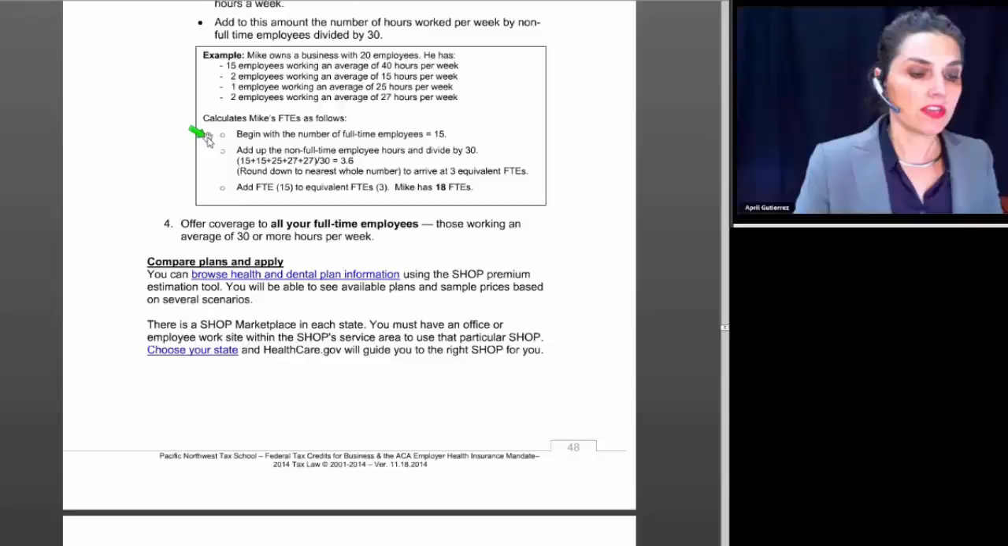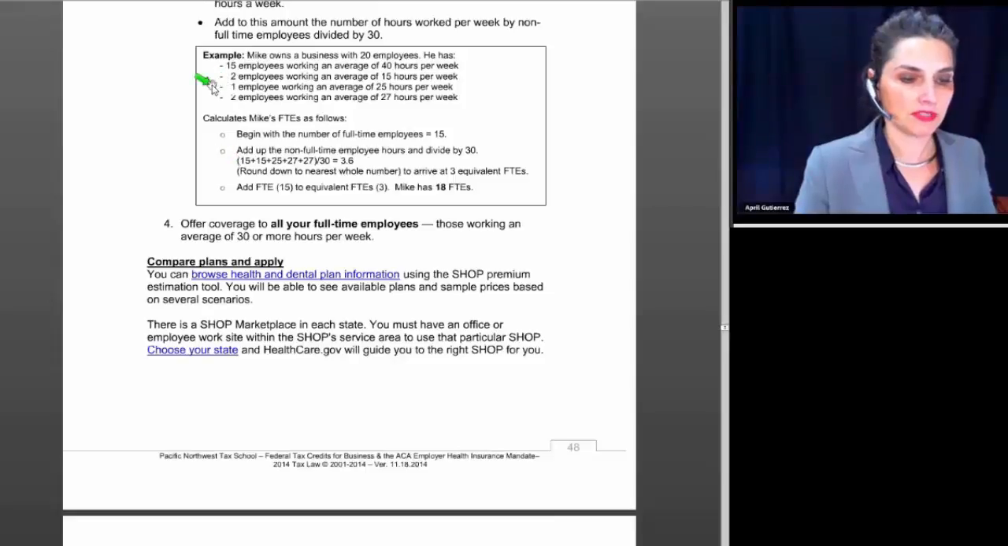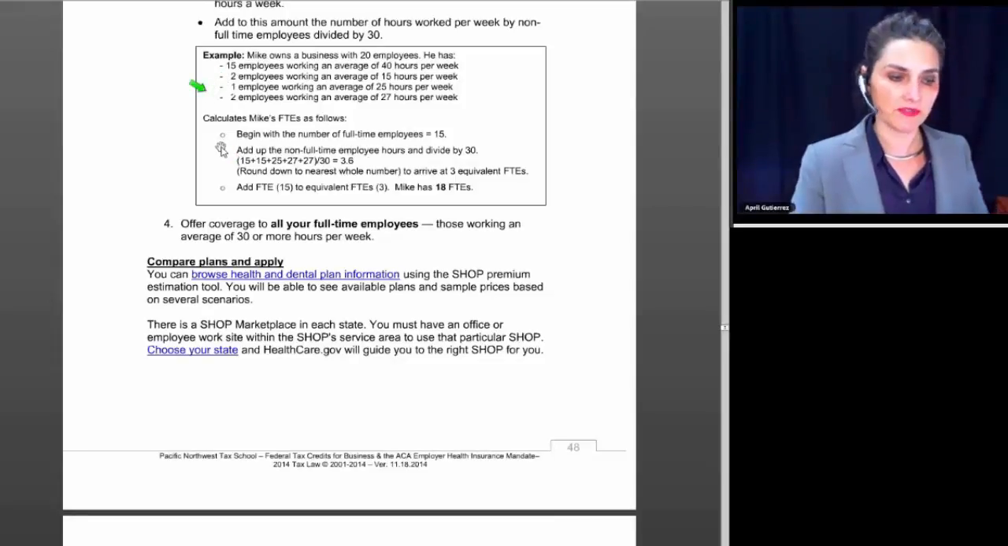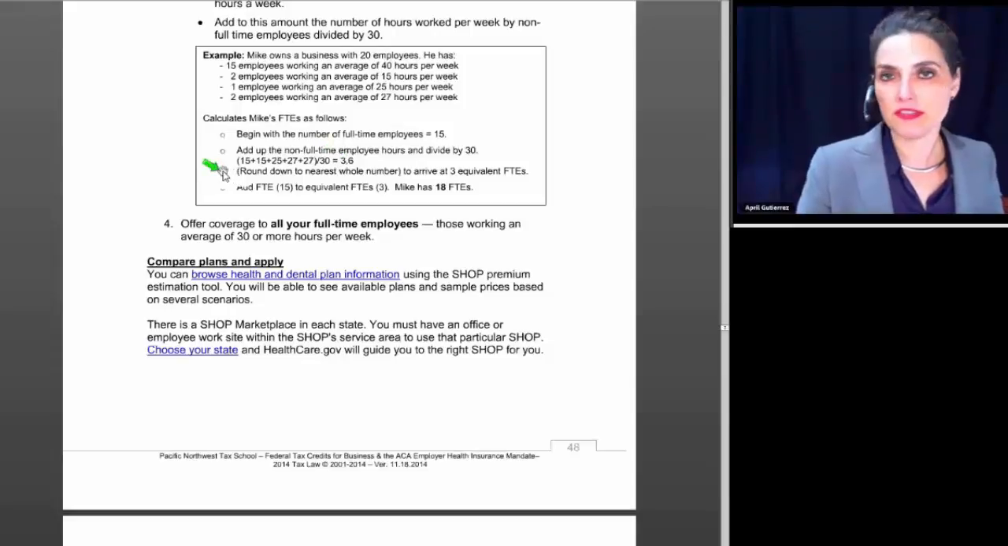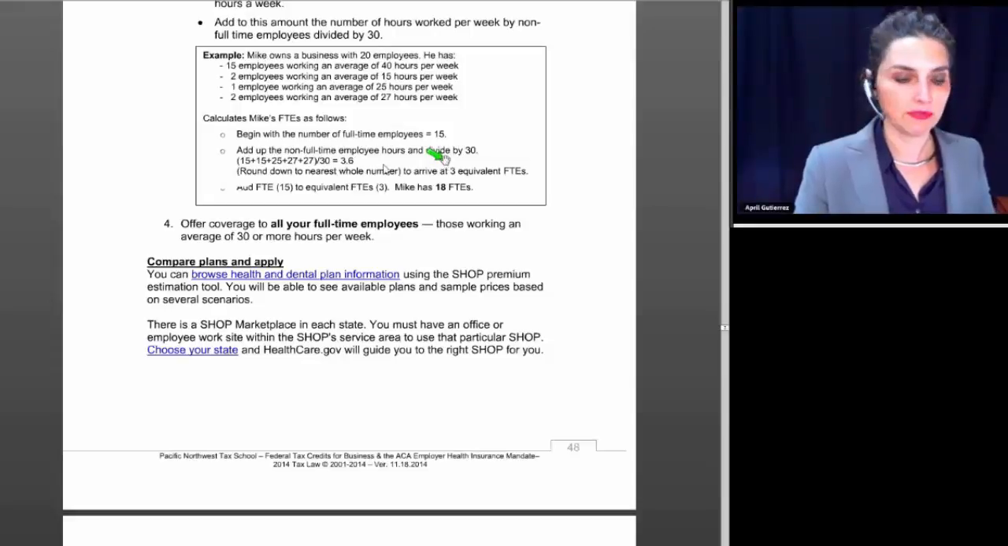He begins with the actual number of full-time employees, which is 15. He then adds up all of the non-full-time employee hours. He's got 15 plus 15 plus 25 plus 27 plus 27. When he does that, he then divides the total by 30, and he gets 3.6. He then rounds down to the nearest whole number and arrives at a total of 3 equivalent full-time employees.